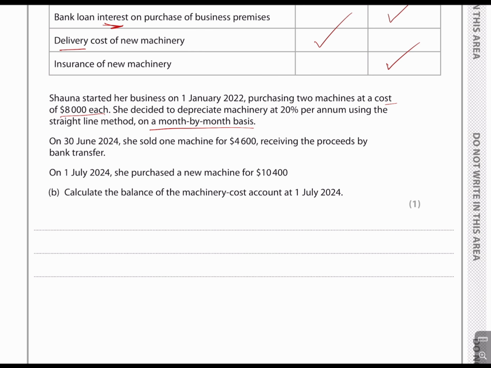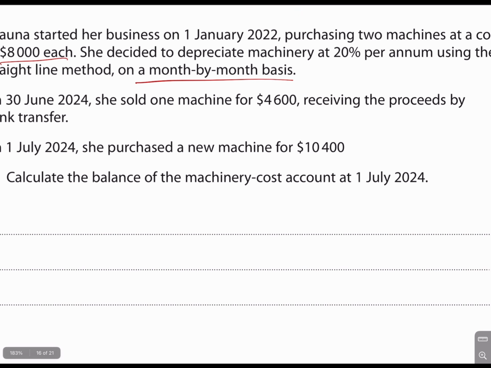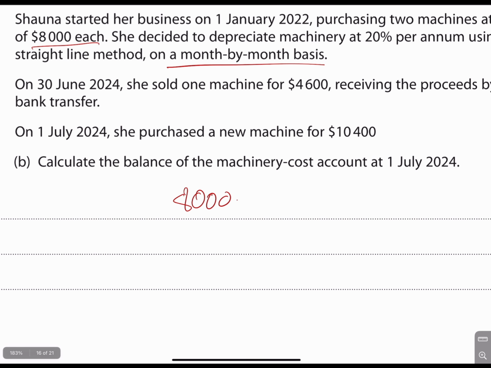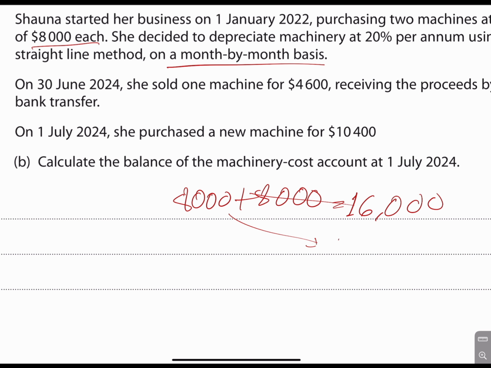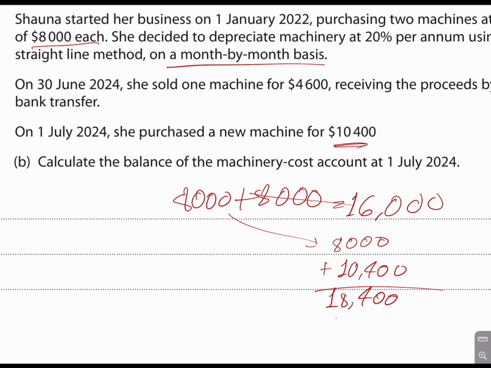Firstly, here she had two assets, and on 30 June 2024 she sold one asset. So on cost account, she had two assets which were 8,000 plus 8,000, which was 16,000. But in the meantime, she sold one of the assets. So she remained with 8,000 worth of asset, and she bought a new one which is 10,400. So she still had 18,400 worth of asset at this date.